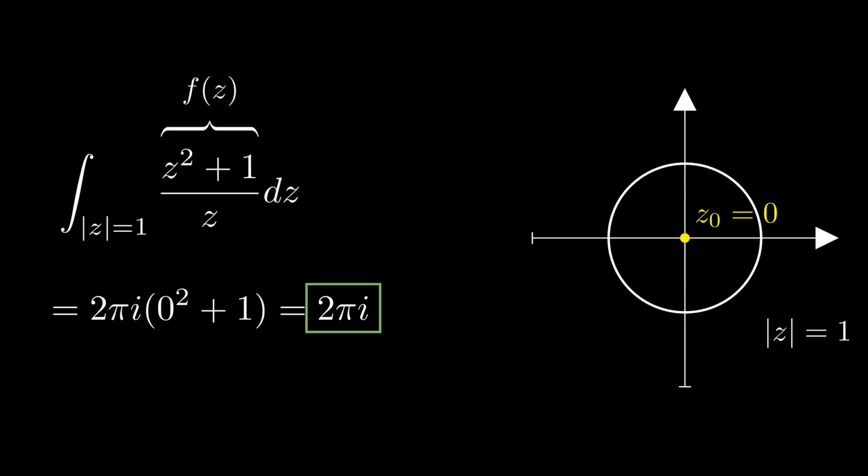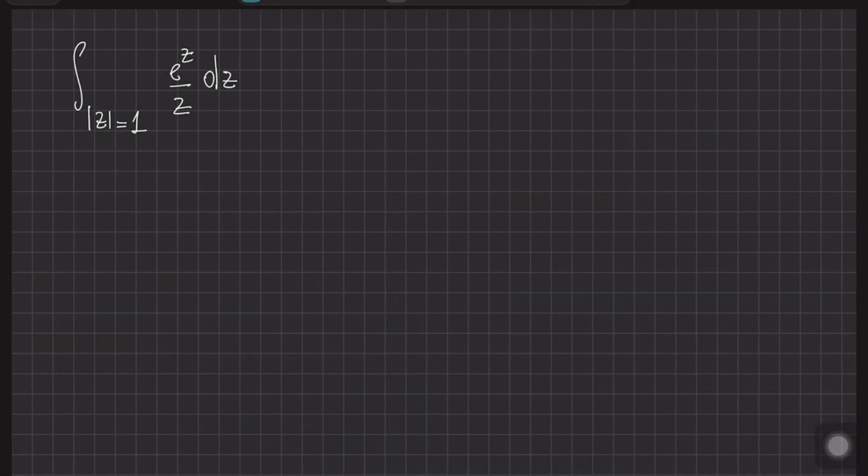Let's see how it works in some exercises. As a first exercise, we are going to do the integral along the unit circle, always oriented counterclockwise, of e to the z over z. So usually you would do, I don't know, a couple of steps at least of integration by parts to solve this problem. But here, with Cauchy integrals, it's super easy.